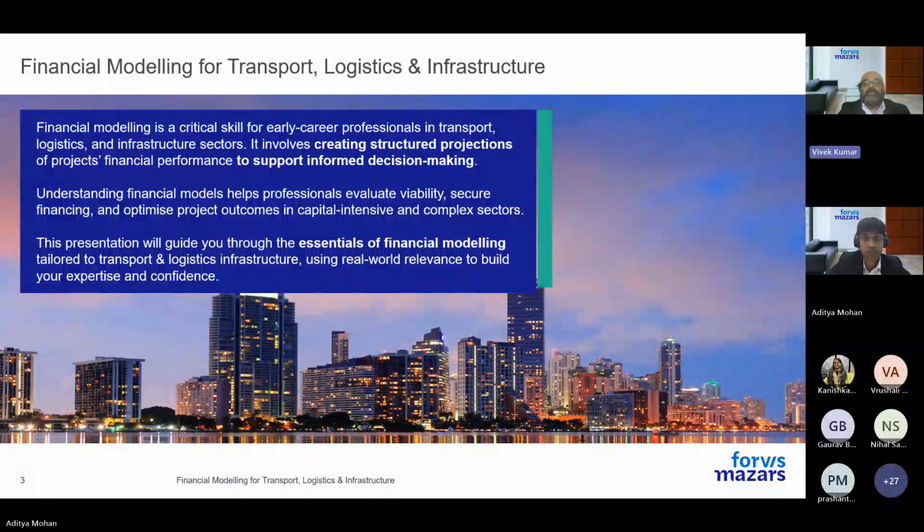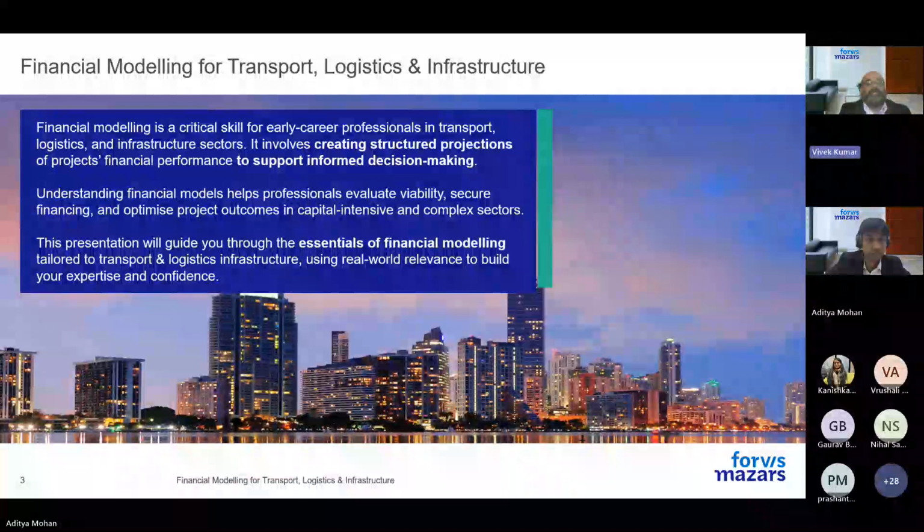In this course today, we'll be talking about a lot of these aspects. So let's get into the details. Aditya, over to you.